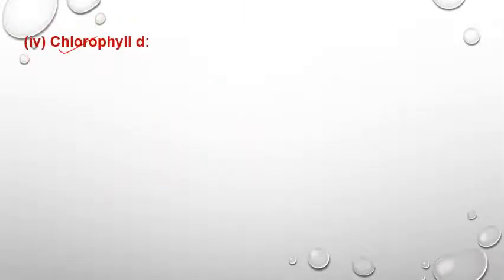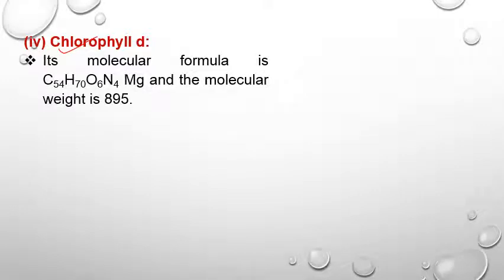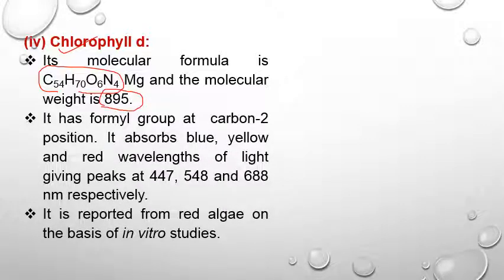Next is chlorophyll D. Its molecular formula is C54H70O6N4 and central magnesium ion, and the molecular weight is 895 Dalton. It has formyl group at carbon number 2, and it absorbs blue, yellow, red wavelengths of light, giving its peak at 447 nanometer, 548 and 688 nanometer respectively in the spectrophotometer.